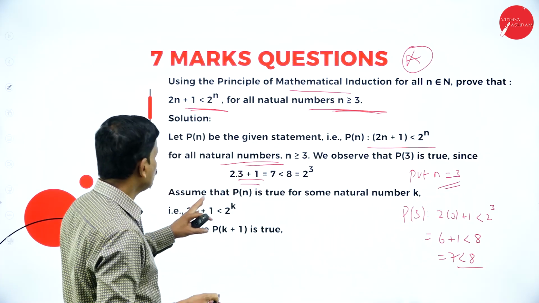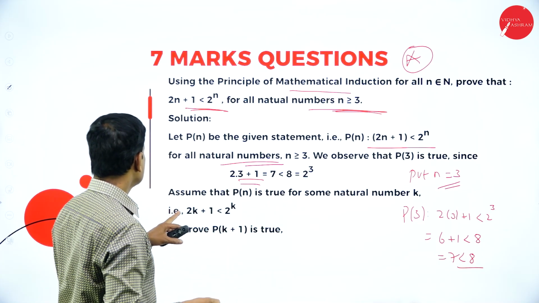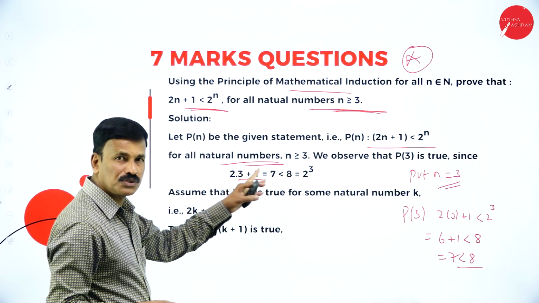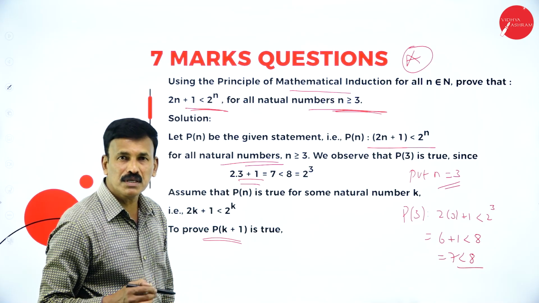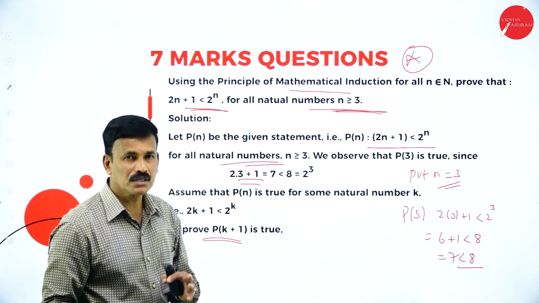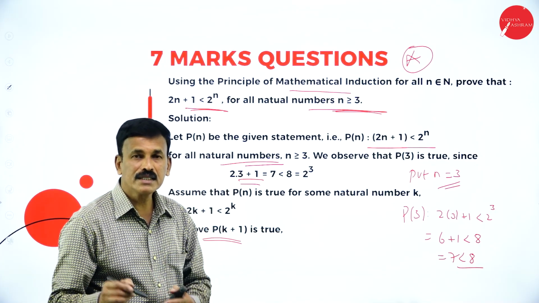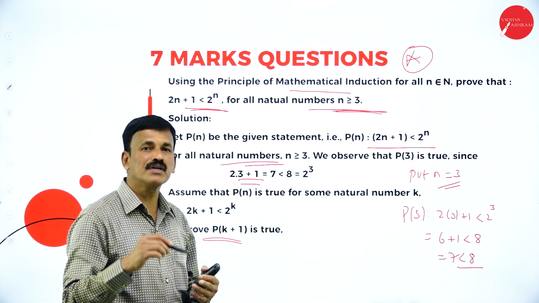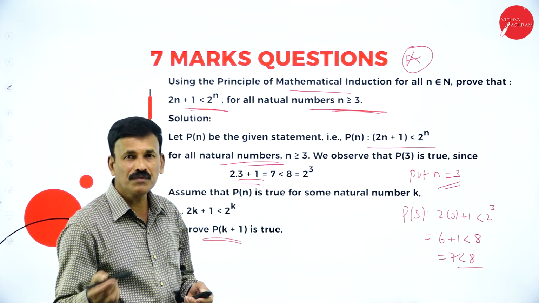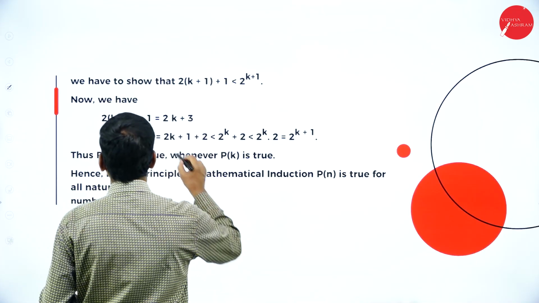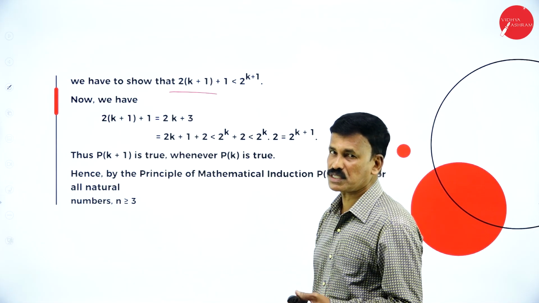Next, assume that the statement P of n is true for some positive integer k. So that is 2k plus 1 is less than 2 to the power of k. Then prove that it is also true for P of k plus 1. Very important concept: the statement is true for n is equal to 3, then assume it for k, then prove it for k plus 1. Now we have to show that 2 times k plus 1 plus 1 is less than 2 to the power of k plus 1.